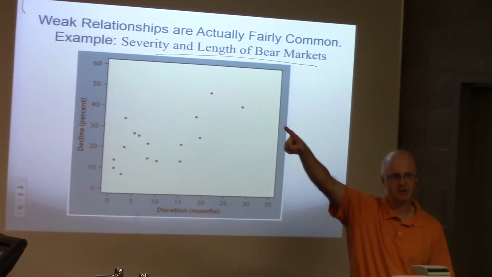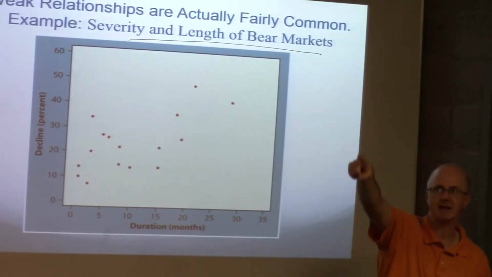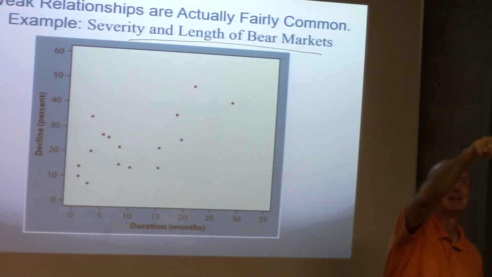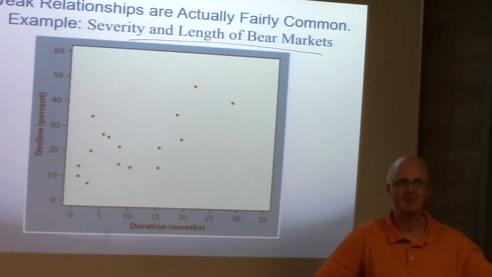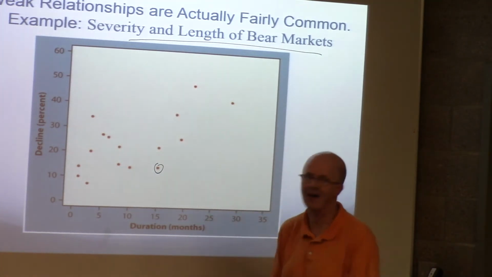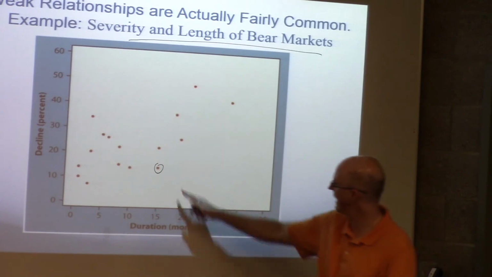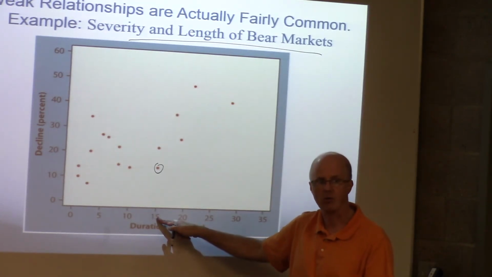Okay? You should realize, business majors, economics majors, that the stock market tends to fluctuate a lot, but there are upward and downward trends that can last many months. So the duration is how long the downward trend is. For example, that dot represents one bear market that had a downward trend for 15 months, 1 and 1/4 years.